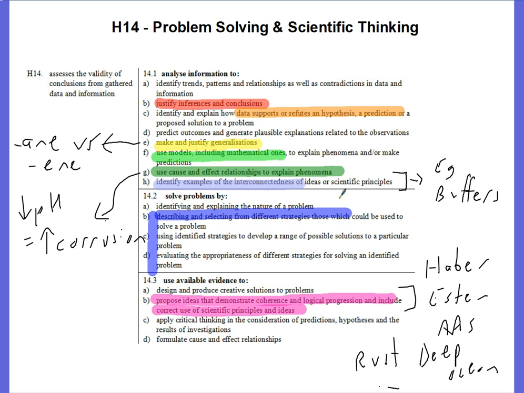This is one example. We know that decreased pH equals increased corrosion rates. So you need to be able to say that the cause is the decreased pH and the effect is the increased corrosion rates, and obviously you should be able to justify why that is.